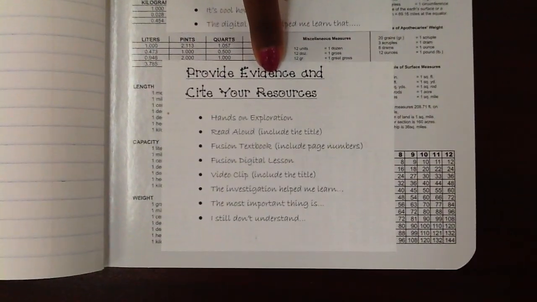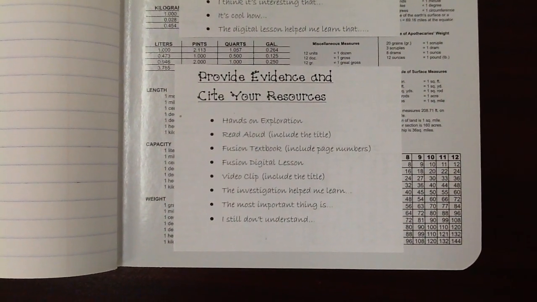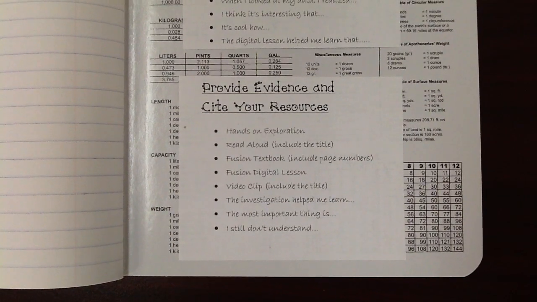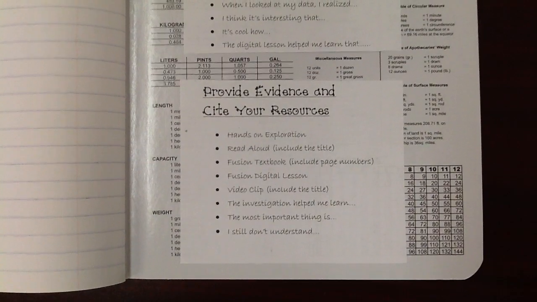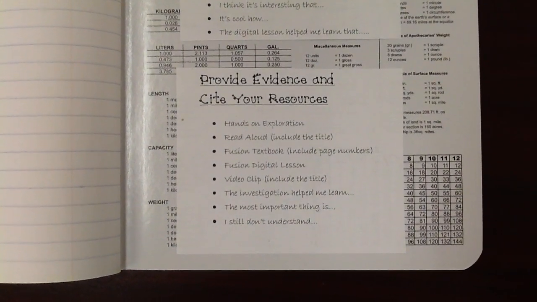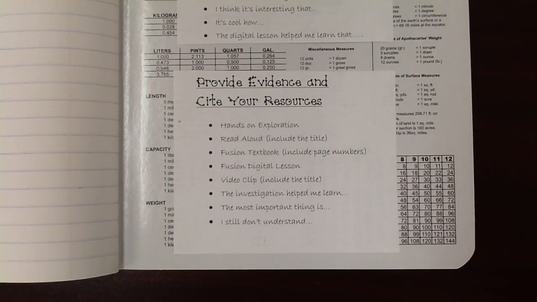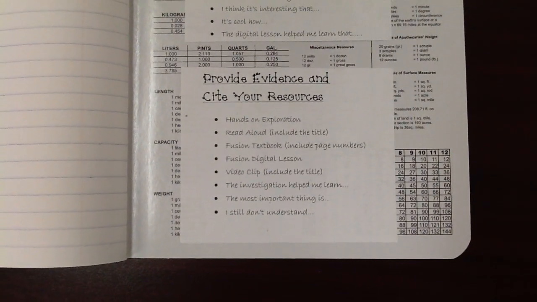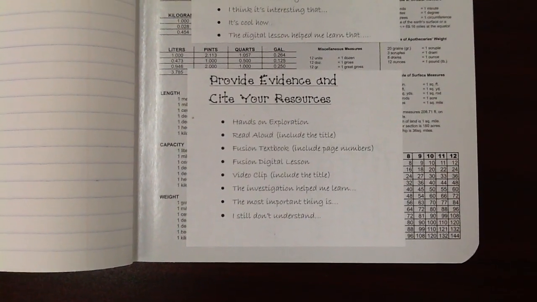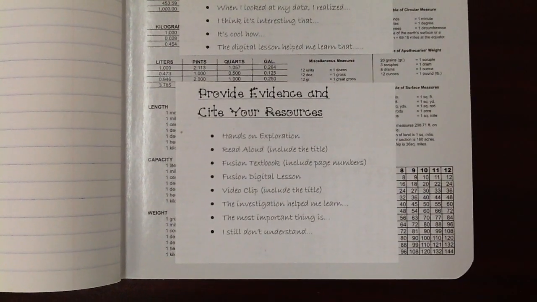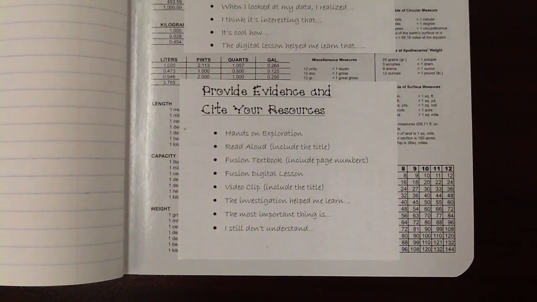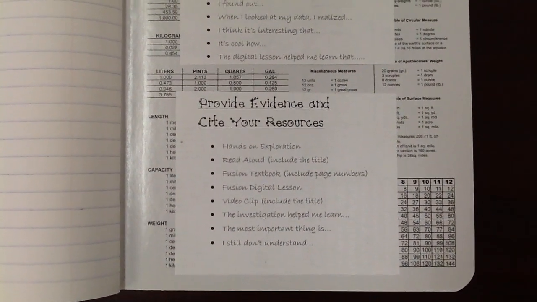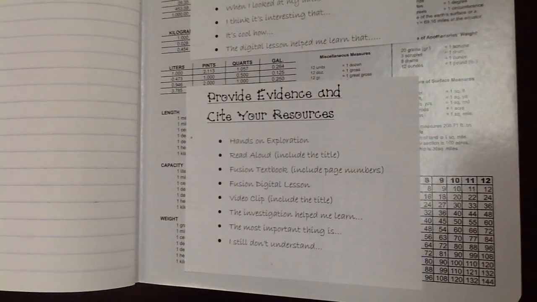Under that, I've got the provide evidence and cite your resources card. This is a place for the kids to look to make sure that they are giving credit to the resources where they found the information. This is something that's great for science and also supports the ELA Florida standards. So whenever they're talking about something that they learned, they want to refer back to where they learned that information. It may have been from a hands-on exploration, it might have been from a Fusion Digital lesson. We just want to get them used to giving credit to the sources.